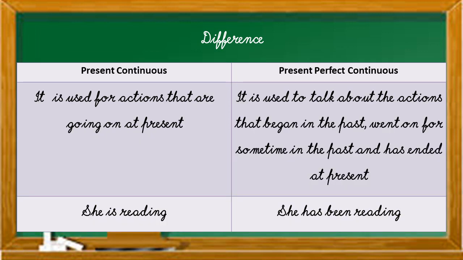Differences between present continuous and present perfect continuous. Present continuous is used for actions that are going on at present, whereas present perfect continuous is used to talk about the actions that began in the past, went on for some time in the past, and has ended at present. Example of present continuous is she is reading, whereas example for present perfect continuous is she has been reading.